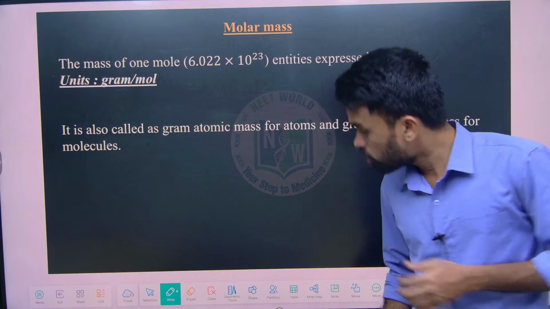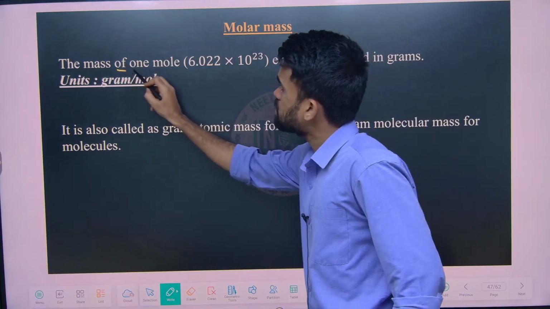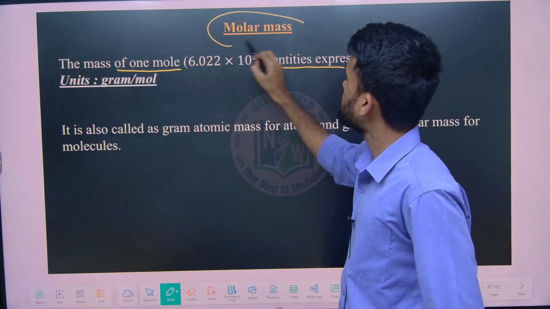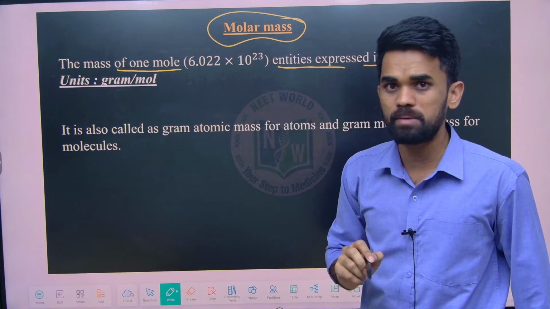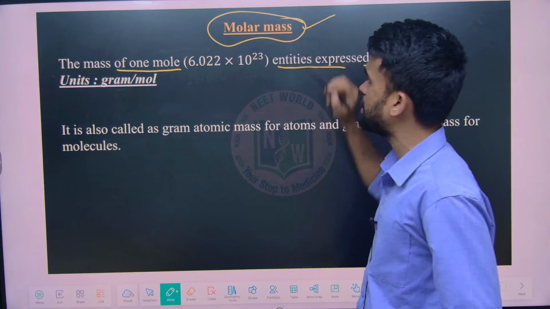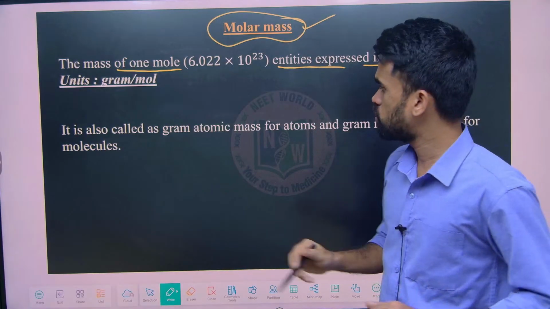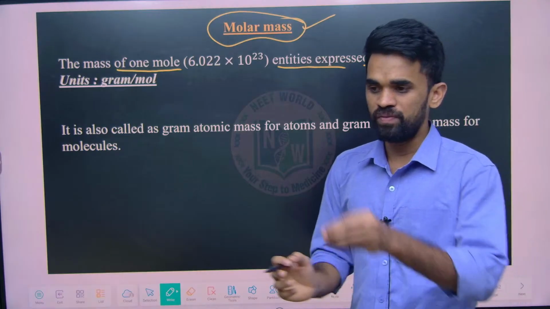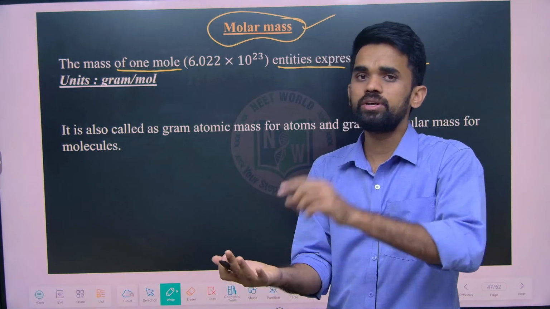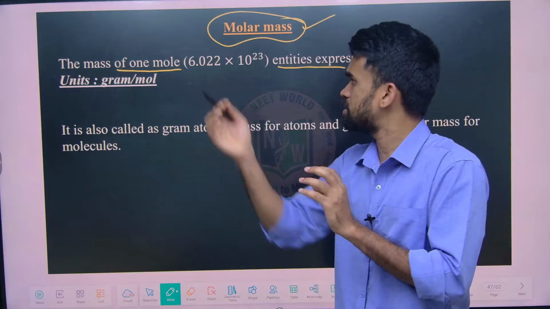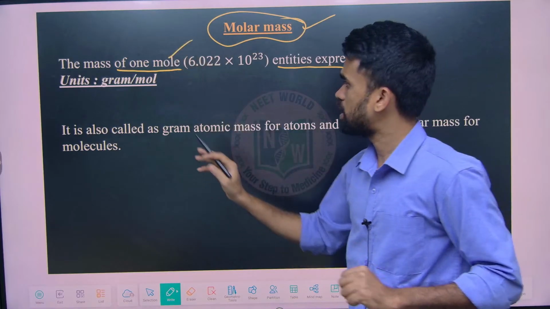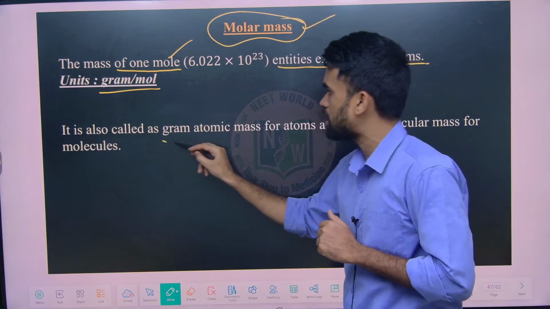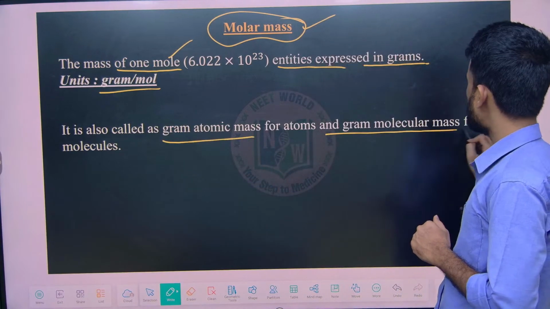Now look at this. The mass of 1 mole of entities expressed in grams is called molar mass. So what do we mean by molar mass? The mass of 1 mole of entities is called its molar mass. If you take any substance of 1 mole and weigh it on a weighing balance, you are going to get some weight. That is its molar mass. So what are the units for molar mass? Gram per mole. It is also called gram atomic mass or gram molecular mass.